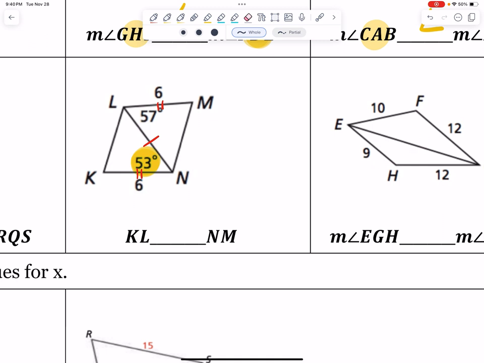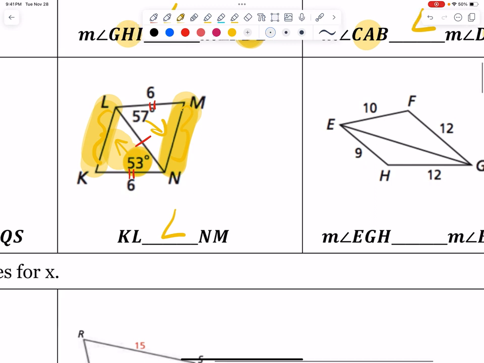Okay, let's see. So what does that mean? That means that this third side that lies across from the 53-degree angle, how does that relate to the side that lies across from the 57-degree angle? 57 is greater than 53, so that must mean that NM is going to be greater than KL. This third side is going to be greater than KL in the picture because 57 is greater.